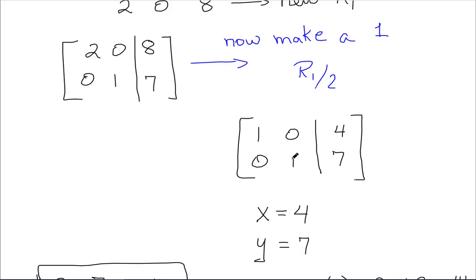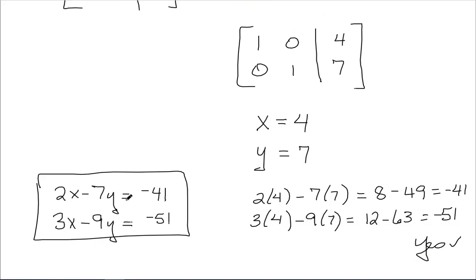Here are my 1's on the diagonal. So the answer for x is 4 and the answer for y is 7. And you can plug them back in. I plug them back in to actually show you that if you plug the 4 and the 7 into both equations, you do actually get -41 and -51. So it does work. So if you can get a 1 easily, do so, because it makes things easier. If not, we're stuck using the numbers that we have.